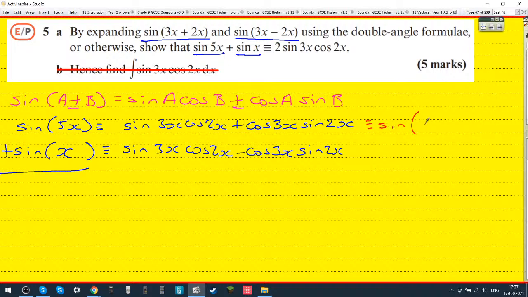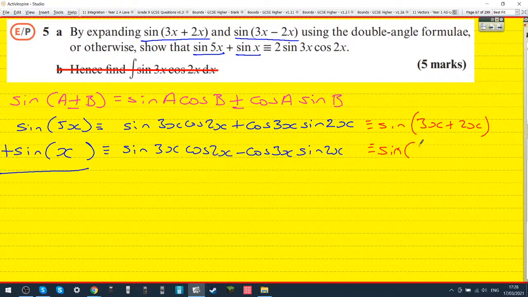is, you expanded sine 3x plus 2x to get that, yeah? Sine 3x plus 2x is 5x, and so sine 3x plus 2x is the same as sine 5x, and so it must be the same as this thing here in the middle. This thing in the middle must be the same as sine 5x, because it is the same as sine 3x plus 2x. Right. Okay, yeah. Yeah, I understand now.